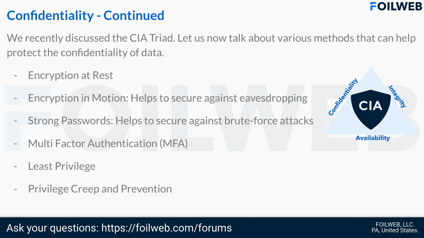Next, we have encryption in motion. Encryption in motion refers to encrypting the data while it is in transit between two systems. A common example is the HTTPS communication protocol that we use to browse websites. The communication is encrypted using TLS or transport layer security so that a third party cannot eavesdrop on the connection.